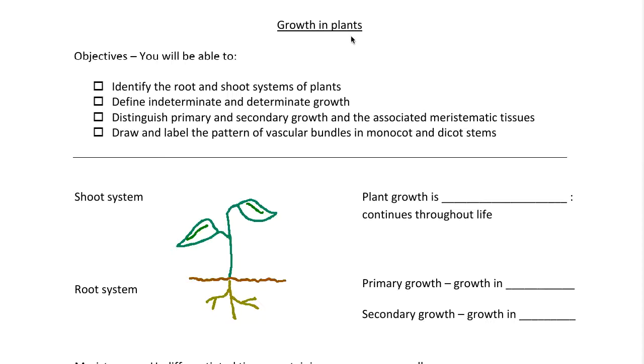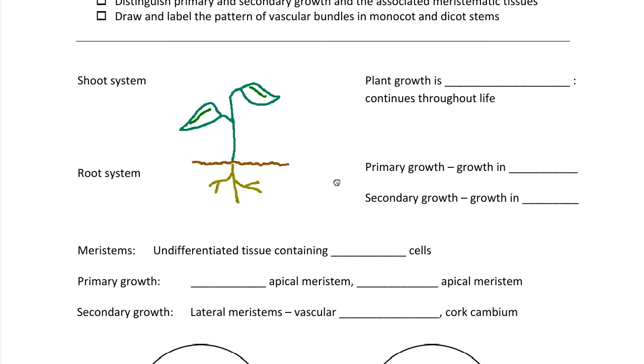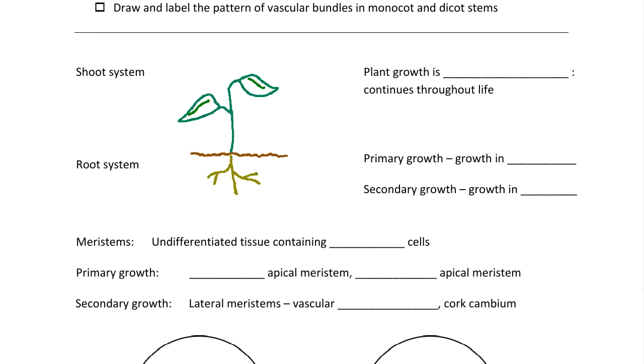This lesson is about growth in plants, and here are the objectives. Now, taking a look at a plant, we can divide it into two systems. The shoot system, which is above ground and consists of the stem, the leaves, and if there are any flowers, and the root system, which is underground.